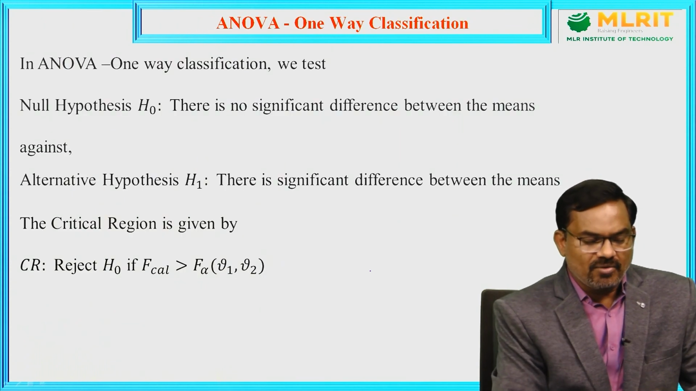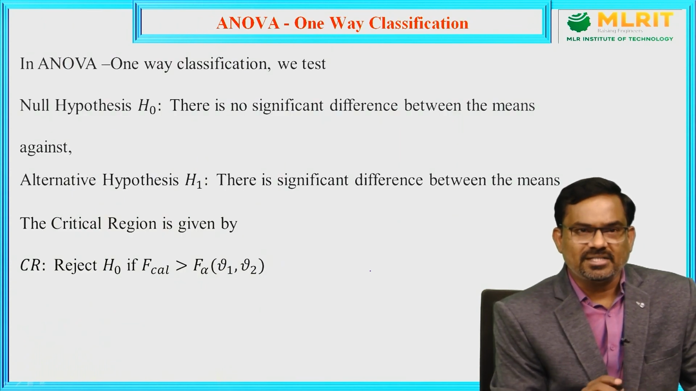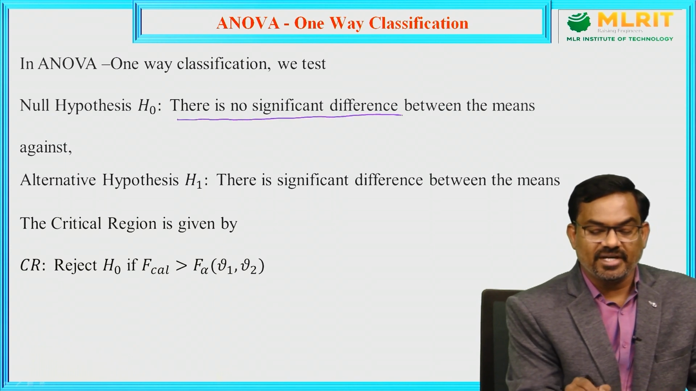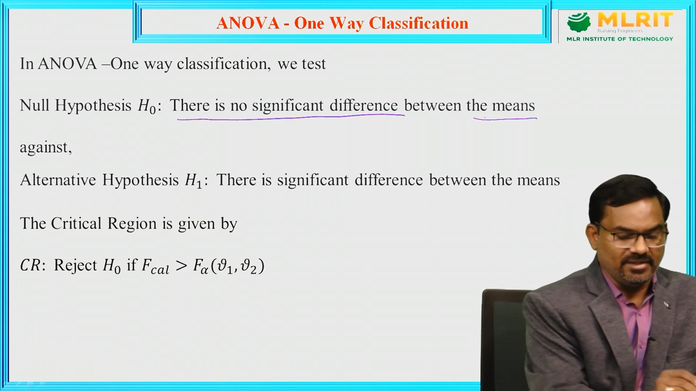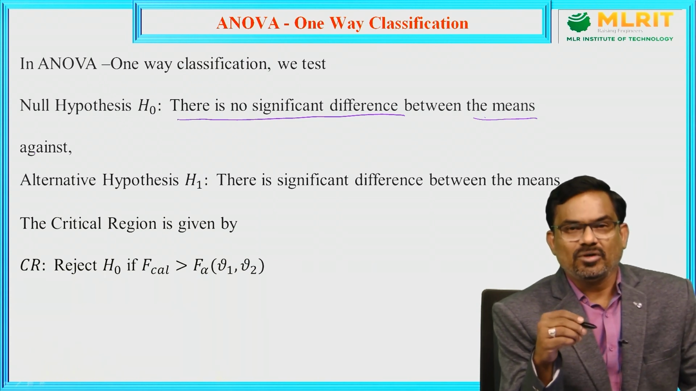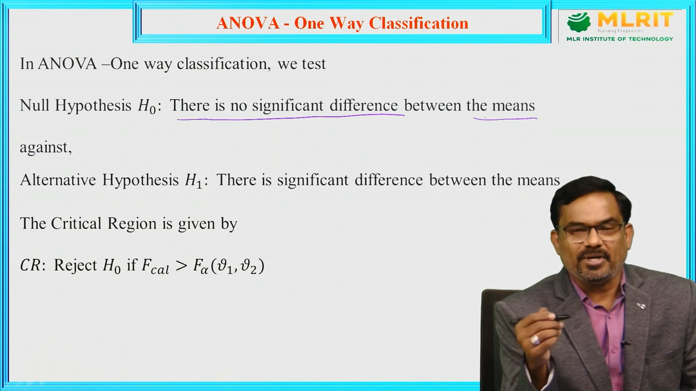So, in ANOVA one-way classification, we test the null hypothesis H0, that there is no significant difference between the means, between the given means, and the problem will be of either 3 or more than 3 populations.